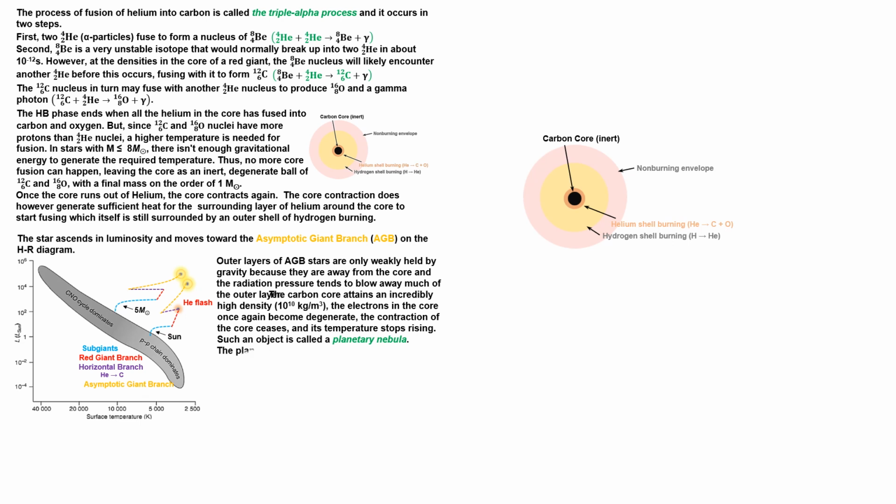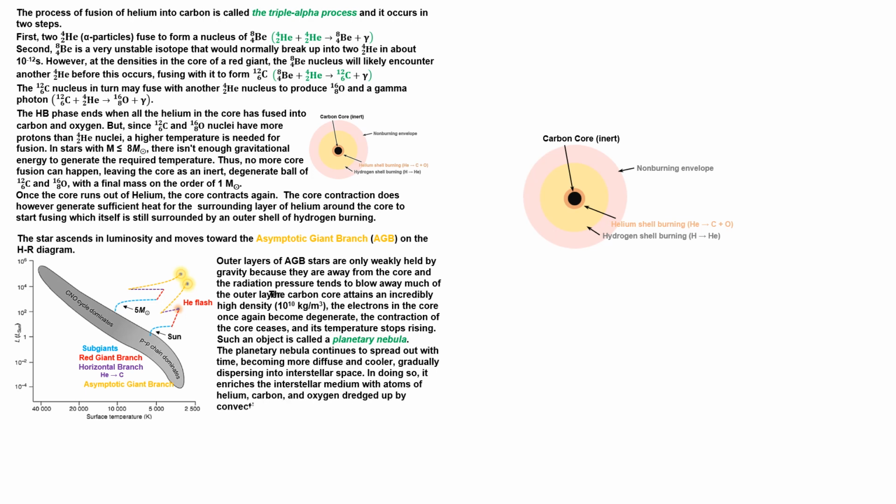The planetary nebula continues to spread out with time, becoming more diffuse and cooler, gradually dispersing into interstellar space. In doing so, it enriches the interstellar medium with atoms of helium, carbon, and oxygen, dragged up by convection from the depths of the core into the envelope during the star's final years.